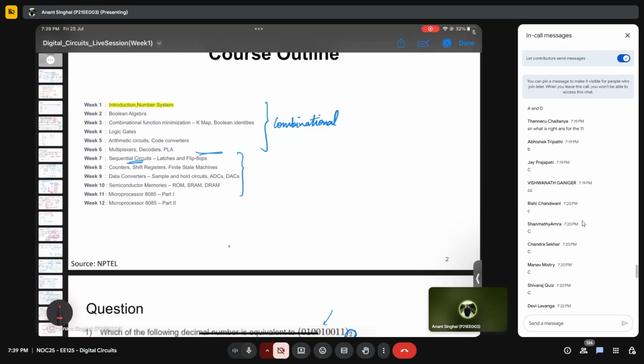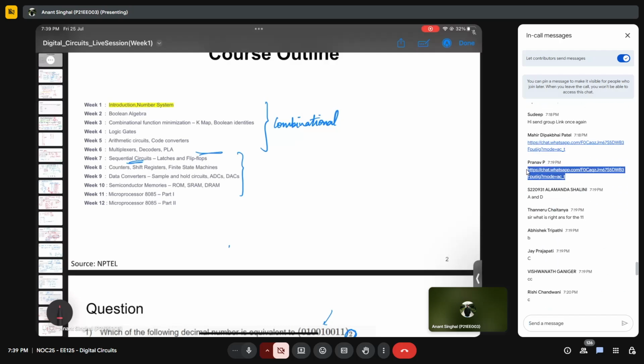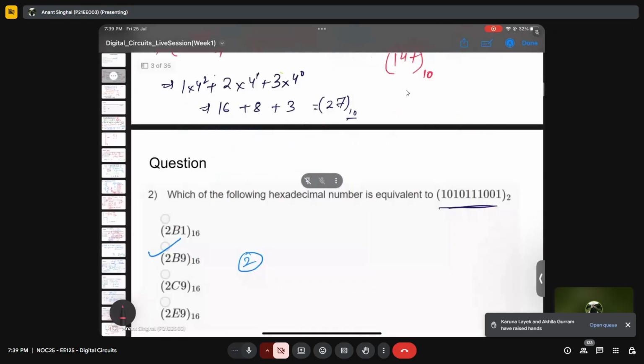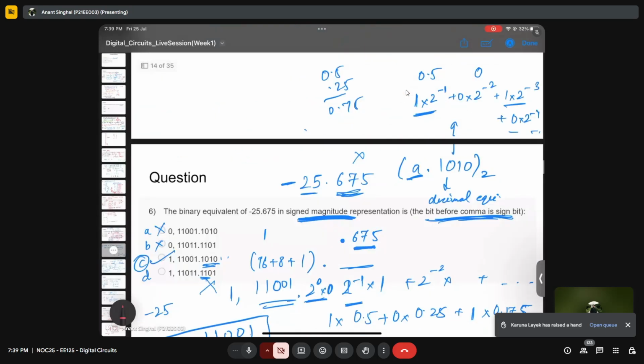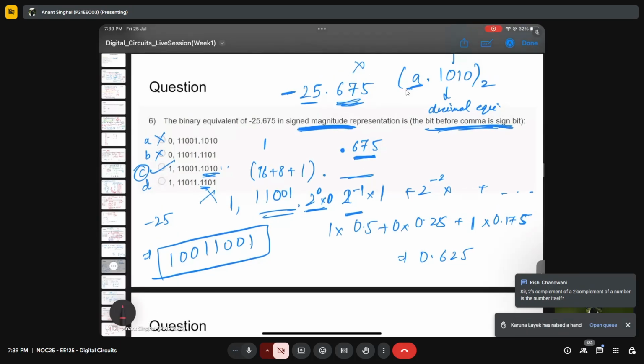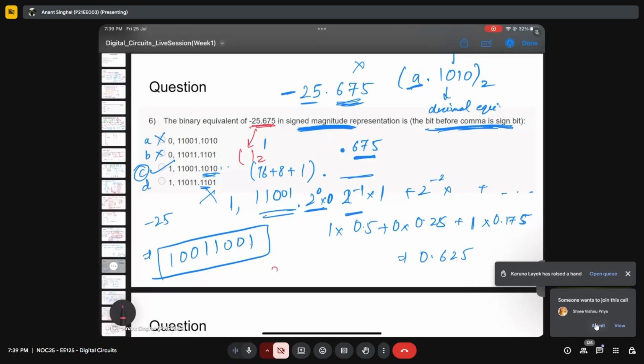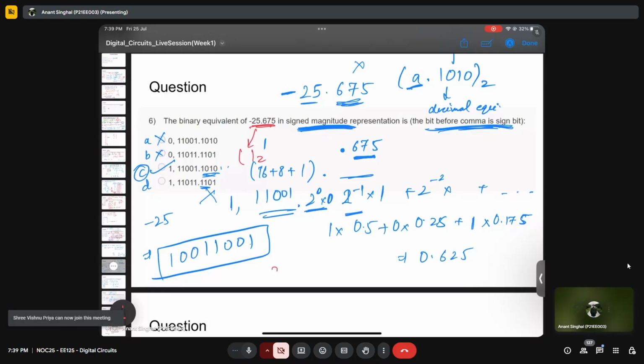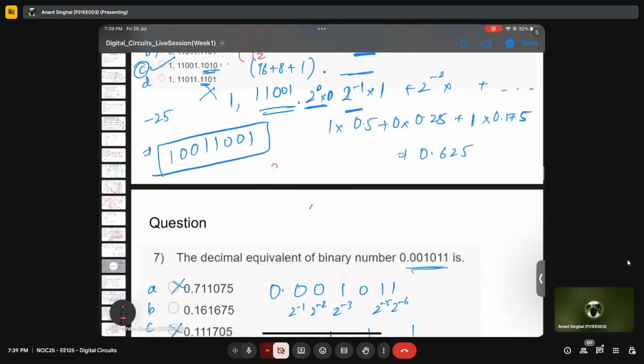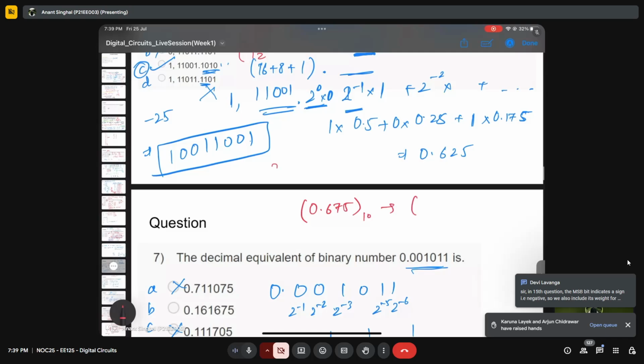Sir, can you please explain question number 6, please, sir? Okay, yeah, let me go to question 6. What is question 6? This question? Yes, sir. Okay, what is the doubt exactly? This is very simple actually. This is a decimal number, we need to convert it to a binary equivalent. Is the doubt the decimal part or the absolute part? Sir, decimal part, sir. So 0.675 we need to convert to binary.